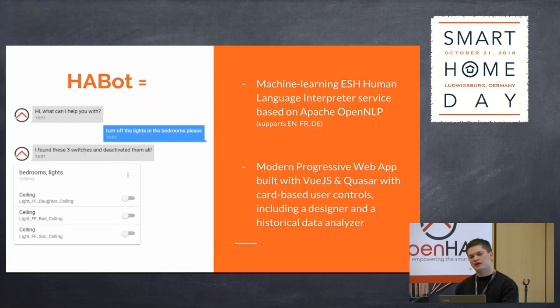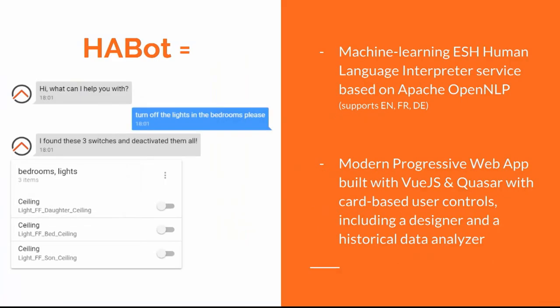So that's why HABot is both a machine learning human language interpreter for ESH based on Apache OpenNLP, and also it was a perfect occasion to give openHAB yet another state-of-the-art user interface that is a progressive web app. We'll see what it means later on, and built with a modern framework like Vue.js, which actually powers the website now. By the way, new website. I hope you like it.